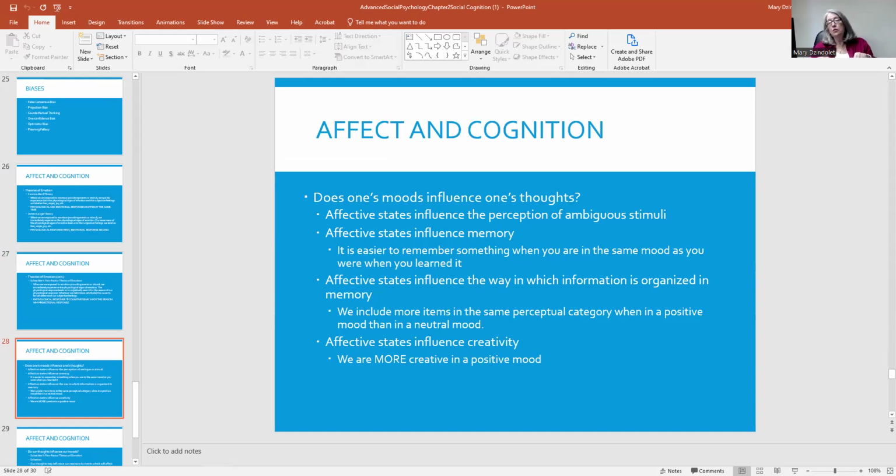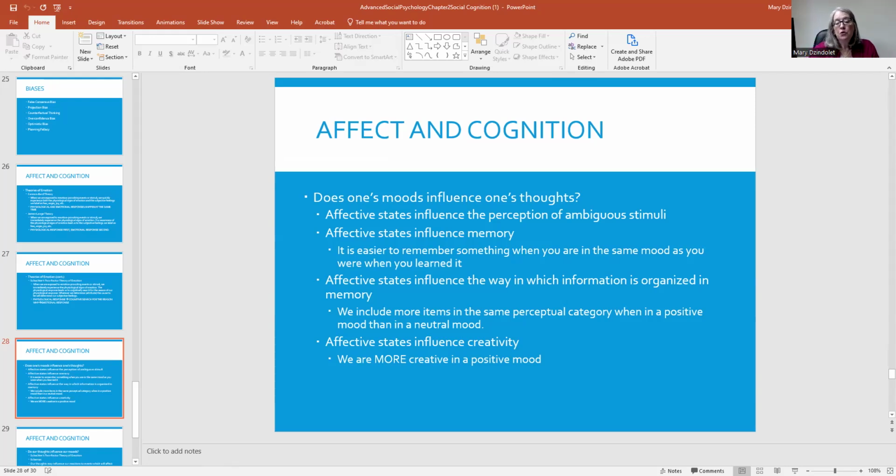So let's say I'm walking through the grocery store with my cart, and someone hits my cart. Well, why did they hit my cart? Were they klutzy and they didn't see me? Were they being aggressive and trying to tell me to get out of their way? It's kind of ambiguous. The research shows that if I'm in a positive mood, I'm more likely to perceive that as, oh, they must not have been paying attention. If I'm in an aggressive mood or a bad mood, I'm more likely to see that as they did it on purpose. So our mood will influence how we perceive ambiguous stimuli.